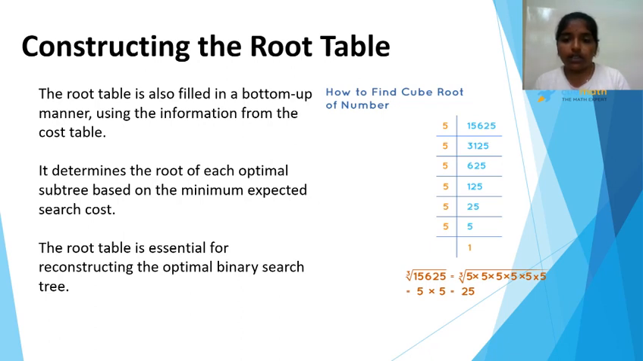Now constructing the root table. The root table is also filled in a bottom-up manner using the information from the cost table. It determines the root of each optimal subtree based on the minimum expected search cost. The root table is essential for reconstructing the optimal binary search tree. This is an example of how to find the root table. Here we have taken an example of how to construct a root table.